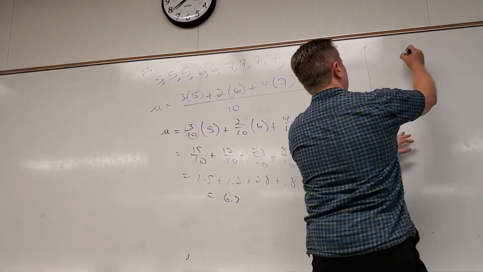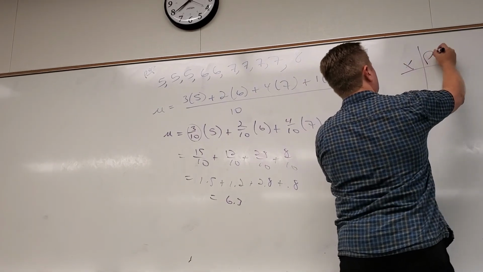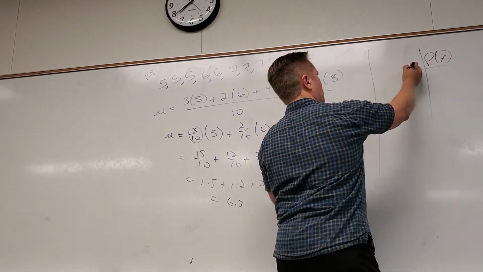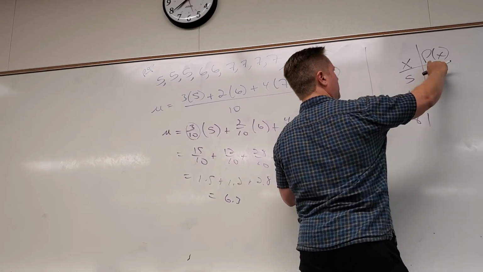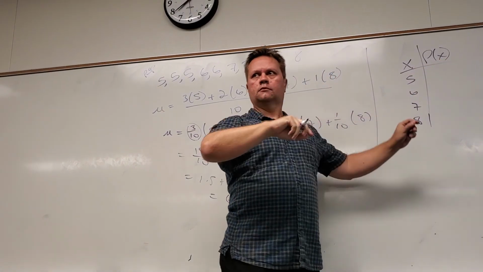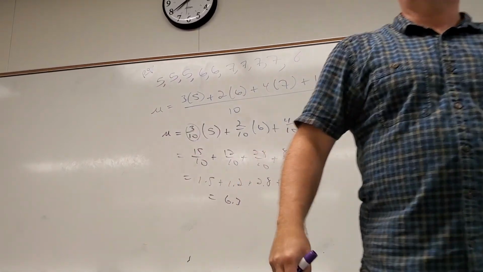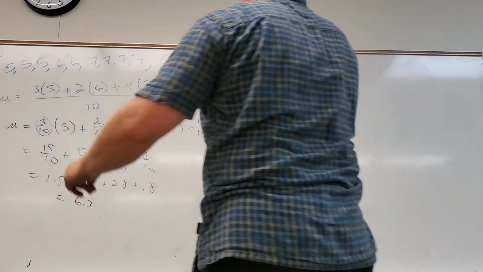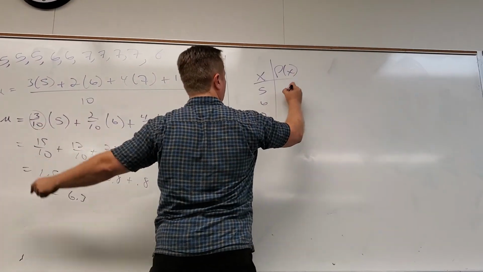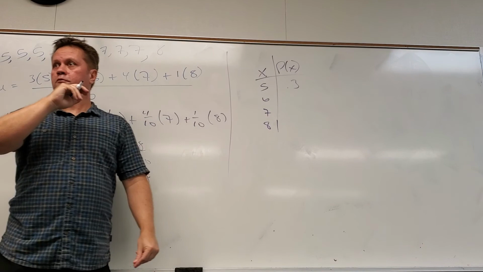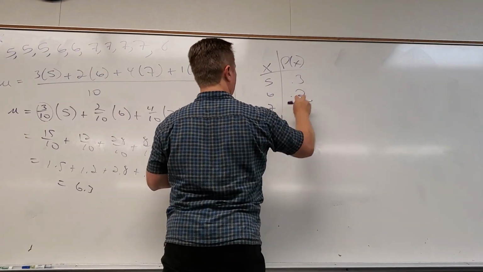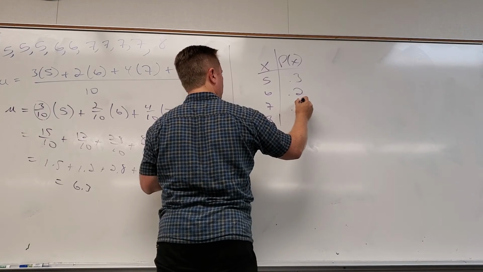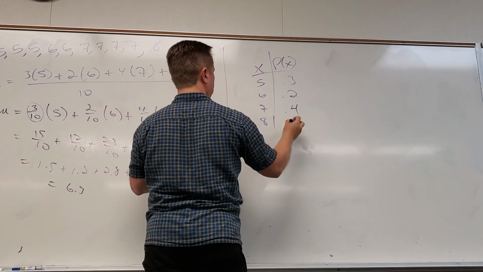If they would have given me the data like this, what would go here? What do you think this represents? Probability. So what's the probability I'd pick a 5? 30%, right? Probably get a 6: 0.2. Probably get a 7. Probably get an 8.